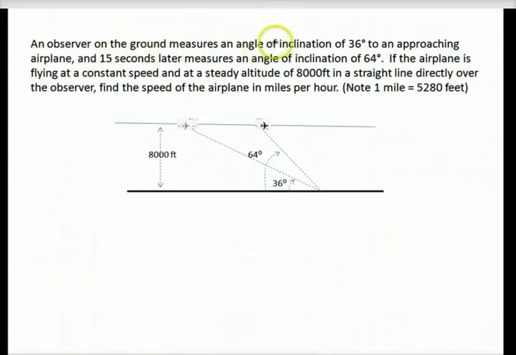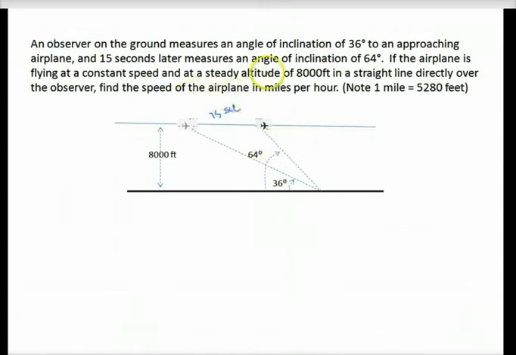An observer measures an angle of inclination, usually we call that elevation, of 36 degrees to an approaching airplane. So here's our first airplane. Notice it's lighter. It had an angle of elevation from the ground of 36 degrees. 15 seconds later, an angle of inclination of 64 degrees. So notice that we have 15 seconds that have passed. Here's our airplane, and its new angle is 64 degrees.